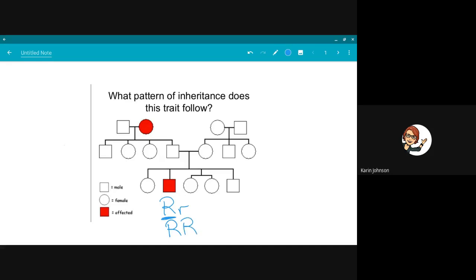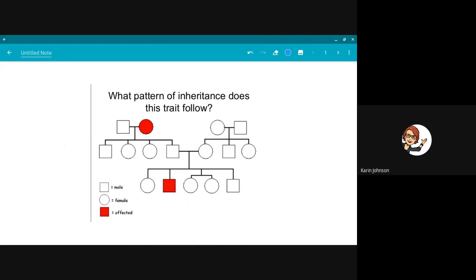So where did they get their big R from? Well, it would have had to have been from the parents, but if it's a dominant trait, neither of the parents have it. The parents would both be little r, so it is not possible. This cannot be a dominant trait. That is not possible. Dominant is not possible. And let's just glance really quickly. Is it possible that this is a sex-linked trait? So give me a second here.